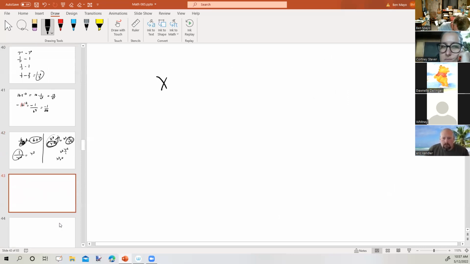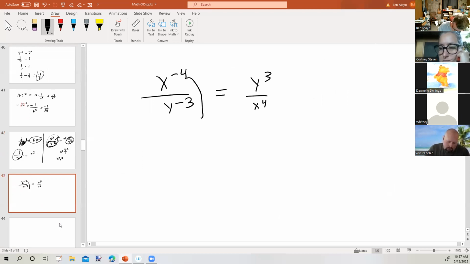What about this? This would become that, because that moves downstairs and becomes positive. That moves upstairs and becomes positive. That is, the exponents become positive. Cross the line, change the sign of the exponent.